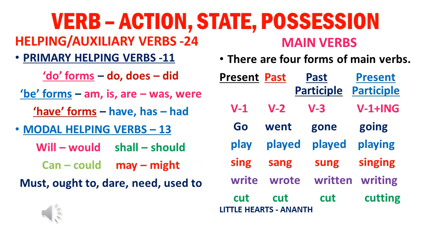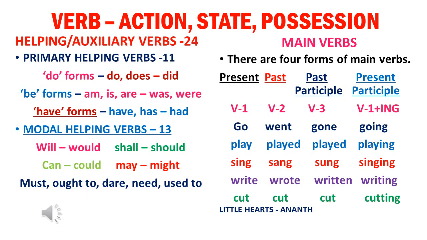Here we are going to discuss the verb. Verb is a very important part of the sentence. Where there is no verb, there is no predicate. Where there is no predicate, there is no sentence. That's why verb is said to be the heart of the sentence. So we have to discuss the verb in detail. What is a verb? Verb is a word that denotes action, state, or possession of the subject.